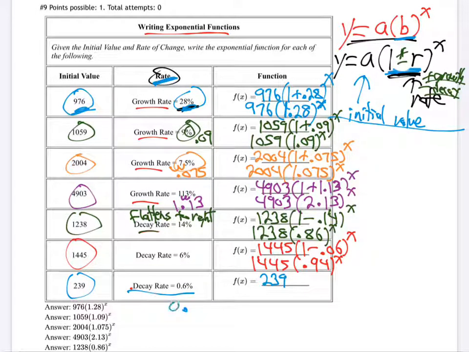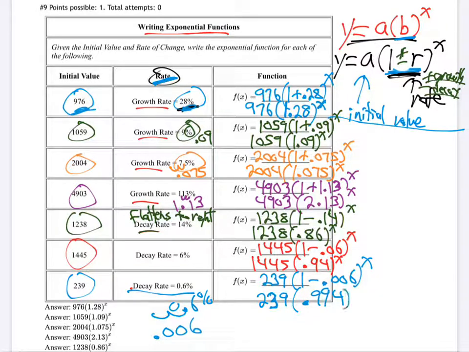Now 0.6%, back 2 places, is going to be 0.006 as a decimal. So 1 minus, for decay, 0.006 to the x. So that's 239. Subtract that on your calculator to get 0.994 to the x. There we go. So whenever they bring in the rate, we rewrite our b as 1 plus or minus r to the x, plus being for growth, minus being for decay based on the rate. And a is always the initial value.